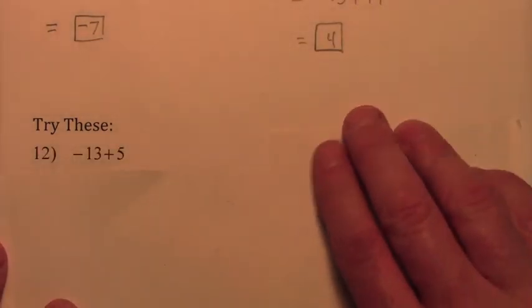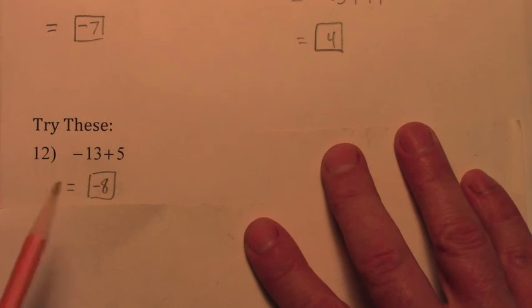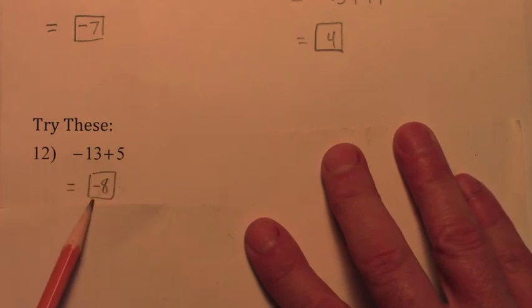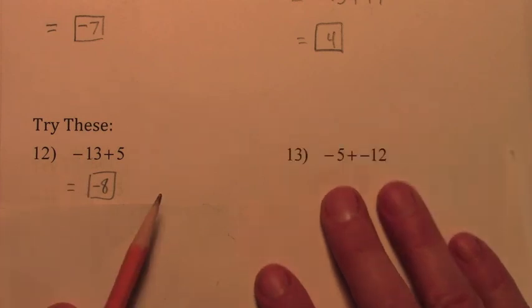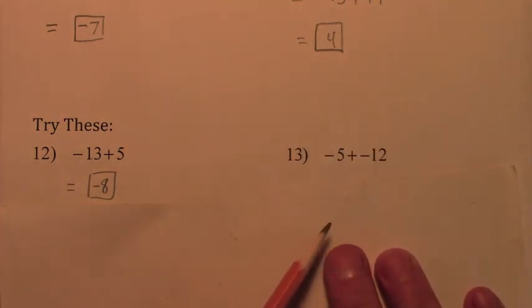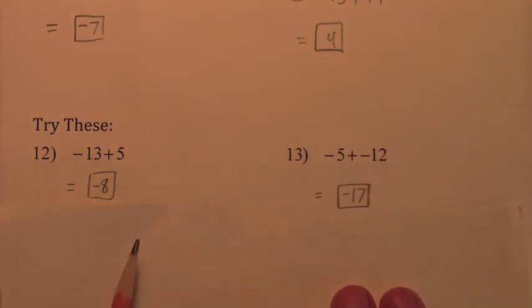First one is going to be negative, right? You could take 13 minus 5 and get 8, but your answer is -8 because the 13's the bigger one and it's negative, right? You add two negatives together, it's going to be negative. It's going to be -17.